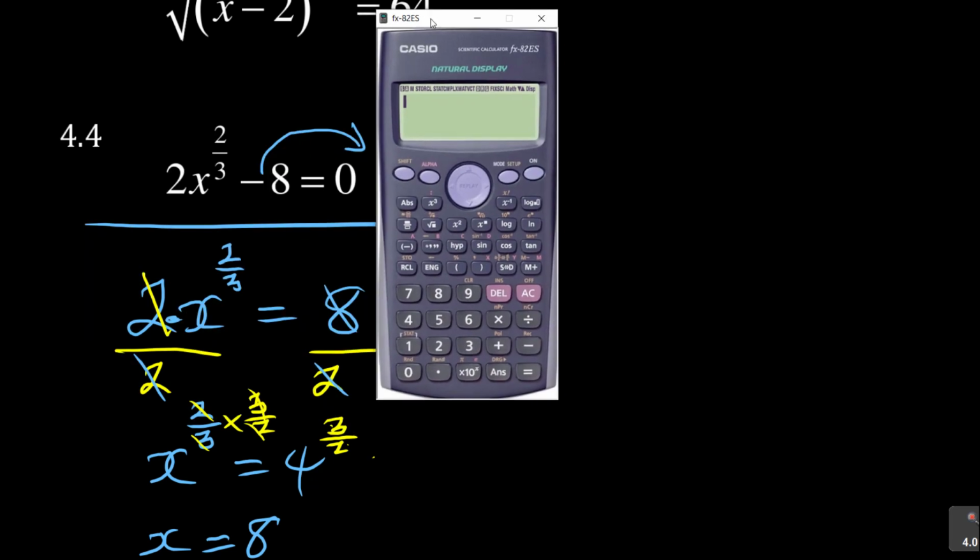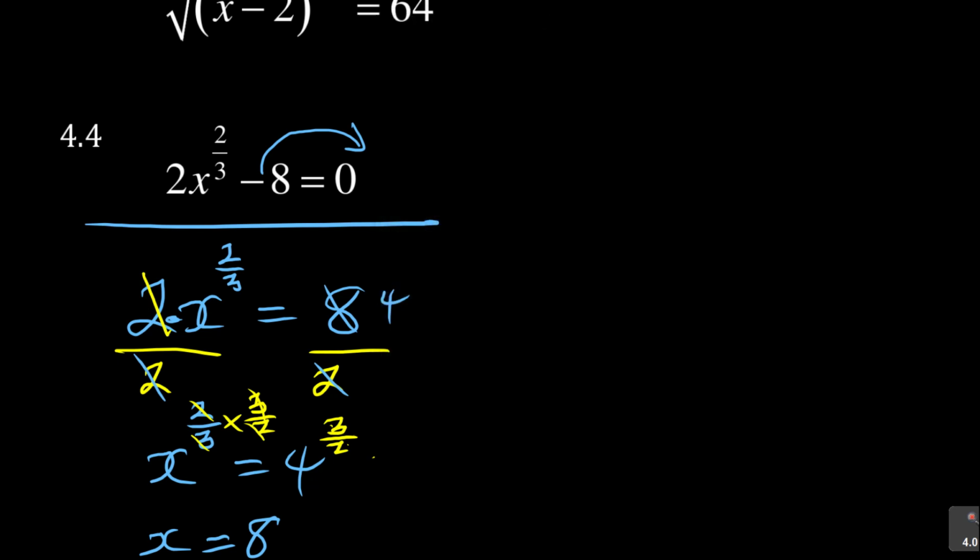So you're going to say 2 bracket 8 to the power of 2 over 3 minus 8. It must give us 0. There it is. So it's correct. x is equal to 8. You get 3 marks. Not bad.